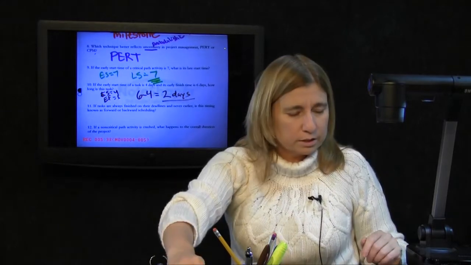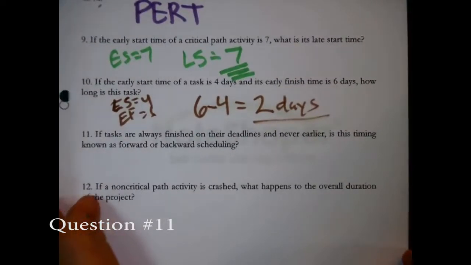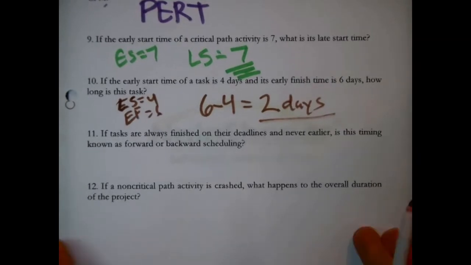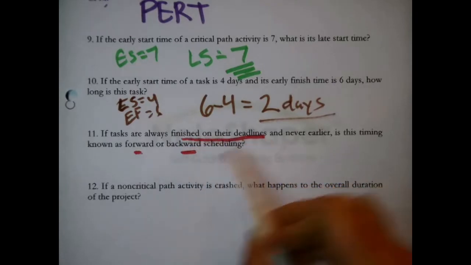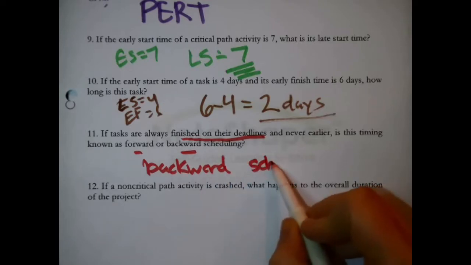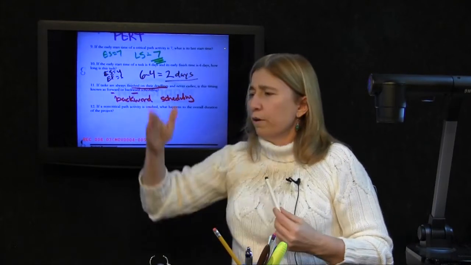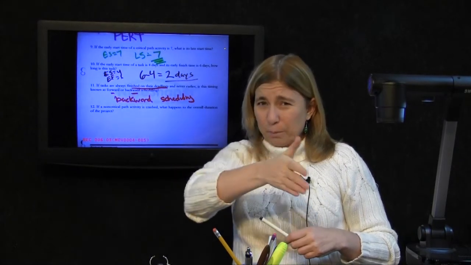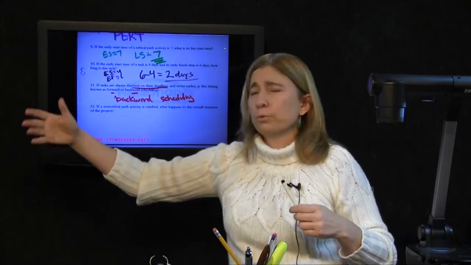Okay, next question. If tasks are always finished on their deadlines and never earlier, is this timing known as forward scheduling or backward scheduling? Which of these two? Okay, always finished on their deadlines by definition is backward scheduling. Because how does it get its name? You find the deadline on the calendar, figure out how much work it's going to be, and then you back up to see when you should start. Forward scheduling is you just start as soon as you can, never mind when it was due.